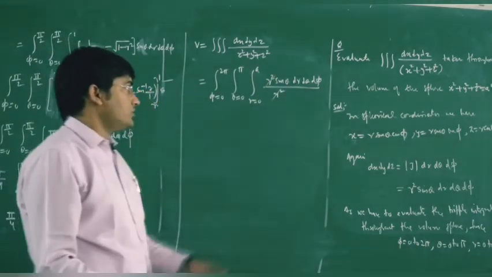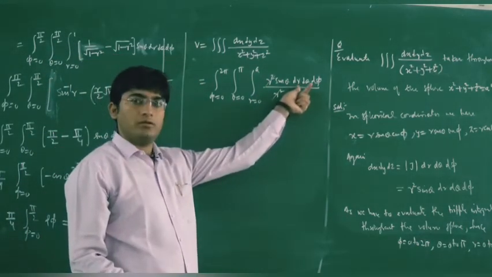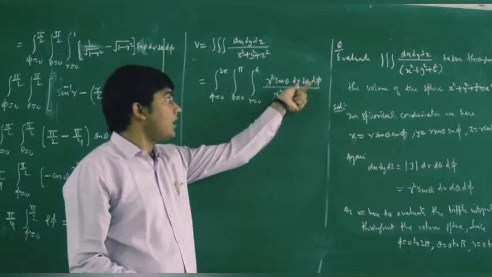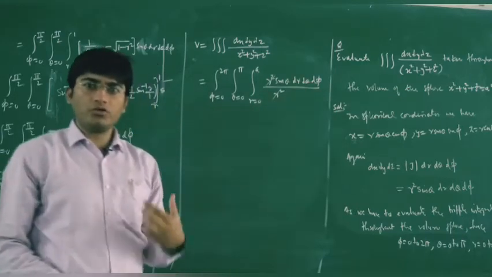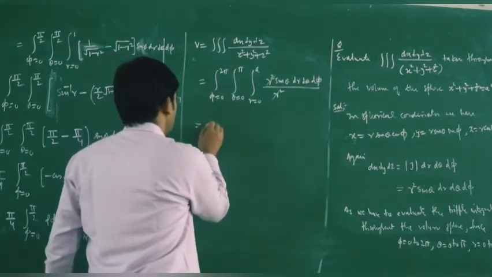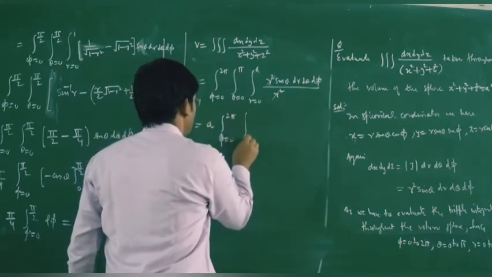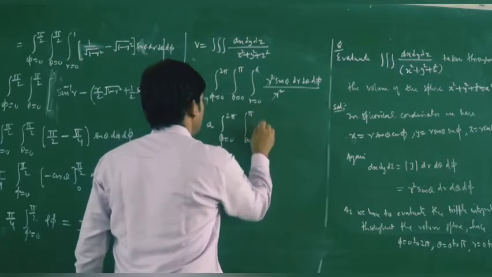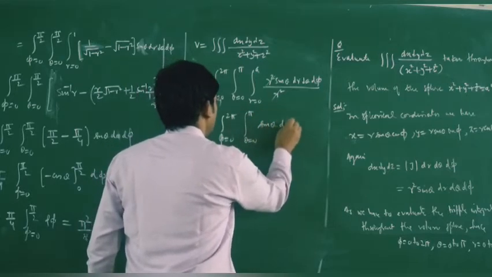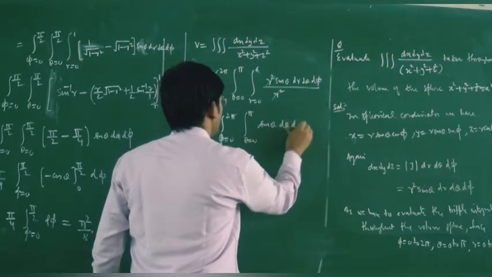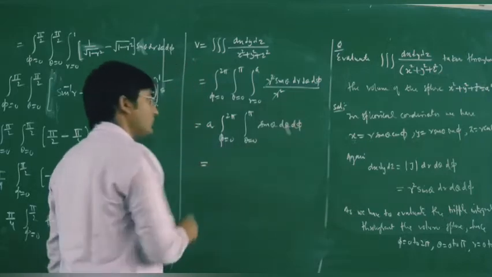Now, first of all, evaluate this triple integral with respect to r. So the integration of dr will be r. So we have the value a. So this is equal to a. Then phi equal to 0 to 2 pi, then we have theta equal to 0 to pi, and then sin theta d theta d phi. Now the integration of sin theta will be minus cos theta.